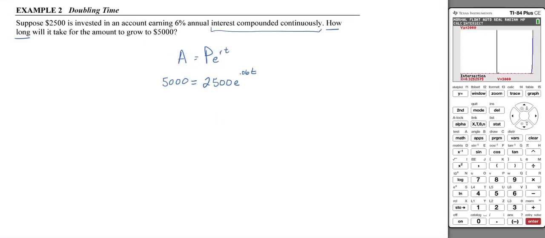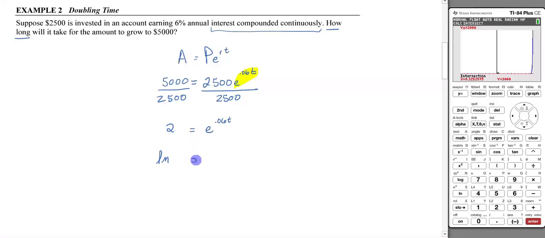So the first thing that we do is isolate the exponential expression. That is simply the e to the 0.06t. We're going to divide both sides by 2,500. e to the 0.06t equals 2. Now we've come to the end of what we can do in exponential form. Let's change it to log form. So our log has base e. We're going to use natural log since it has base e.